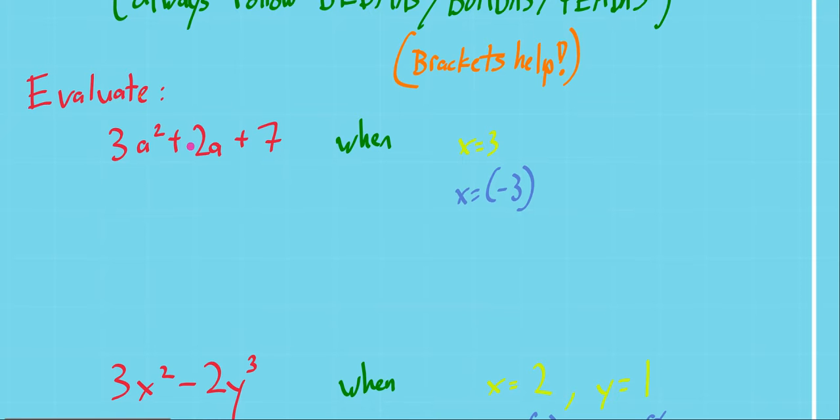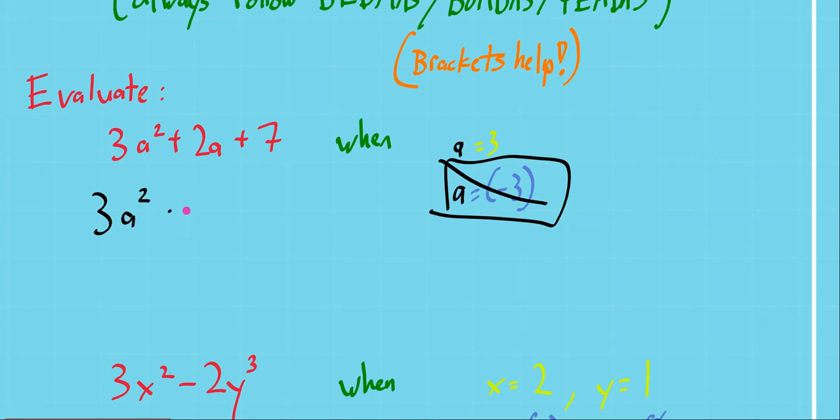So if we want to evaluate 3a squared plus 2a plus 7, and they tell us x is 3, so we'll do this part here later. When they tell us x is 3, well, that's no good. They have to tell us a is 3, don't they? That's pretty sloppy. So when a is 3, then we would say 3a squared plus 2a plus 7. When a is 3, everywhere there was an a, we throw in a 3.